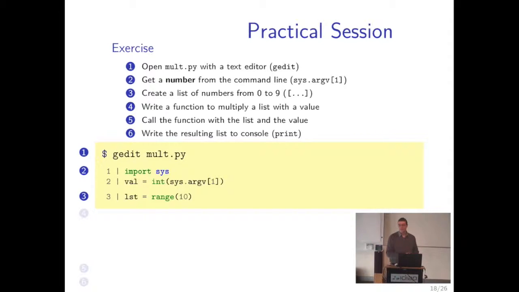To get a list with the elements from 0 to 9, you can just open square brackets and write 0, 1, 2, 3, 4, and so on. But there's also a range function defined which just does that for you. So you say how many elements you want to have, in this case 10, and this will generate you the range from 0 to 9.